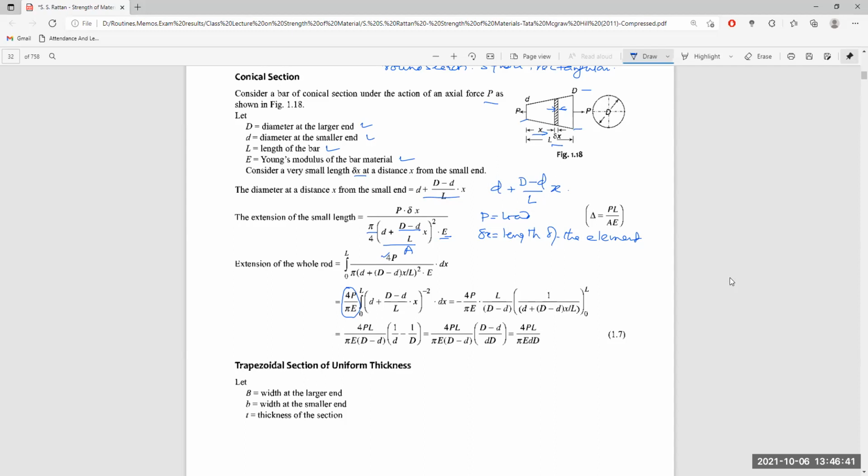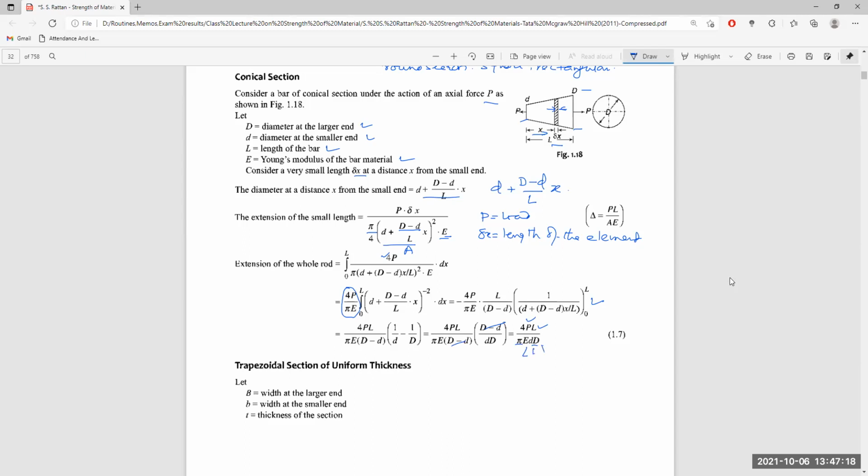And thus, after the integration, we get this particular form, and if you put the values 0 and L, this portion will become 1 by d minus 1 by capital D, or this will become 4PL by pi E into (D minus d) over D into small d. The D minus d terms cancel each other, so it is 4PL over pi E D d. So the extension depends on the external load, total length, Young's modulus, as well as the minimum diameter and the maximum diameter itself.